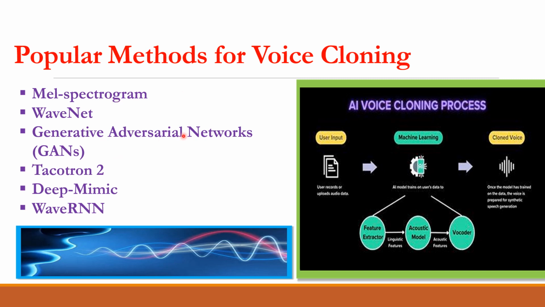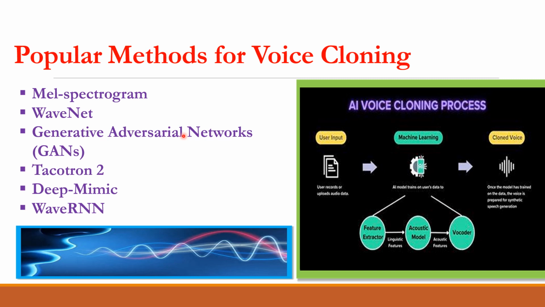And then GANs. GANs consist of two neural networks, a generator and a discriminator. The generator creates synthetic speech while the discriminator tries to distinguish between the synthetic speech and the source speaker's actual speech.